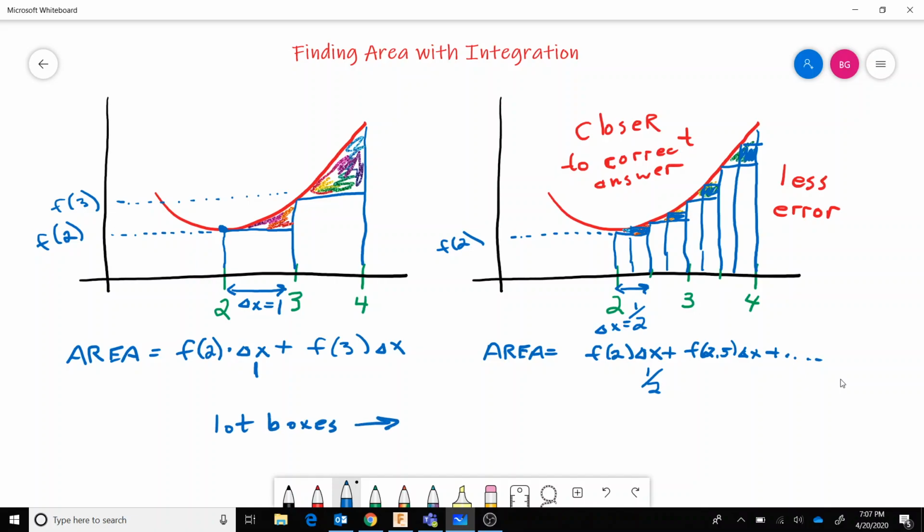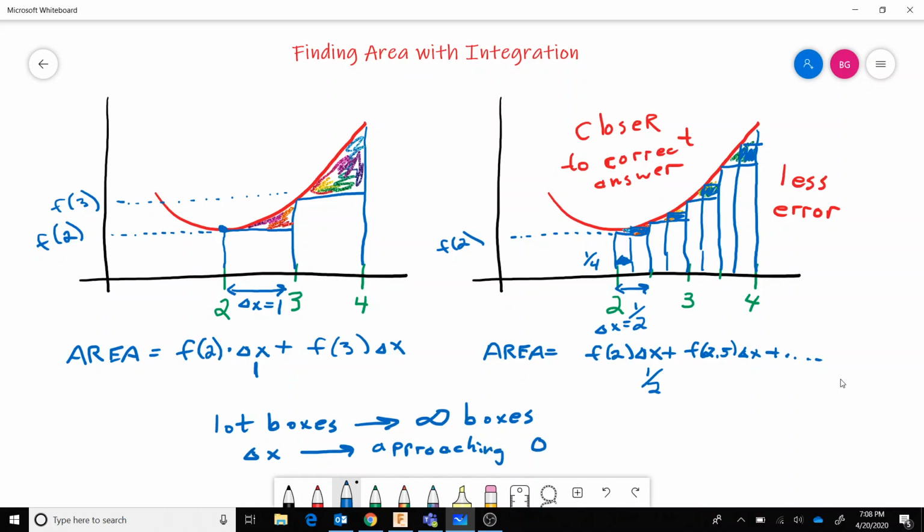So how many boxes would we like to go to get rid of all of them? We would like an infinite number of boxes. Now, if we go to an infinite number of boxes, what the heck is happening to the width of each box? What's happening to this delta x? Well, let's look. Delta x was 1 when we had 2 boxes. Delta x was a half when we had 4 boxes. If we actually go down to 8 boxes, the width of these actually only becomes a fourth. If we go to an infinite number of boxes, delta x would be approaching 0.